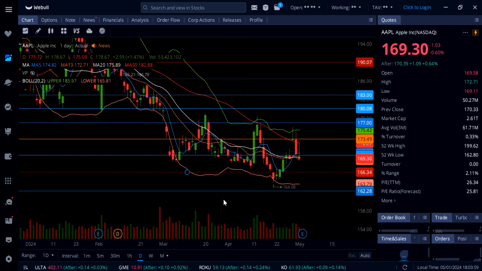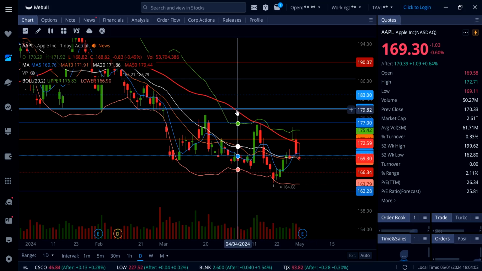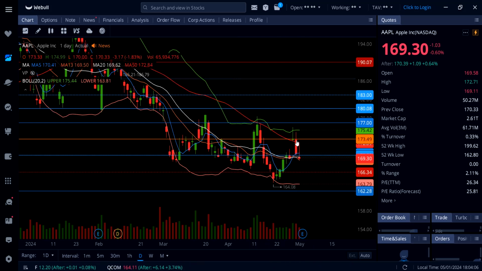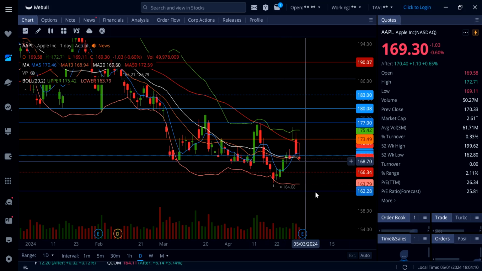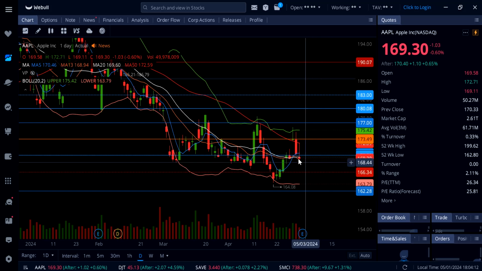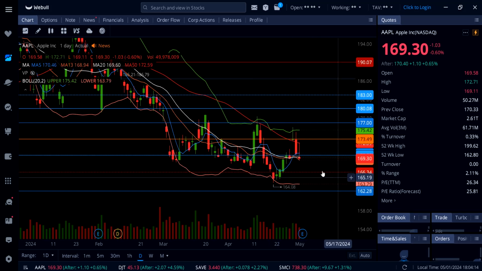Otherwise, this was a perfect short right here off of this 50-day moving average. Got up to almost 173, and this is it. Rejection came back and not even holding 170 now. Now above 170, watch out for 173. And if Apple can clear 173, then you're going to see 175.42 up to even 177. Until then, wait for earnings tomorrow night.